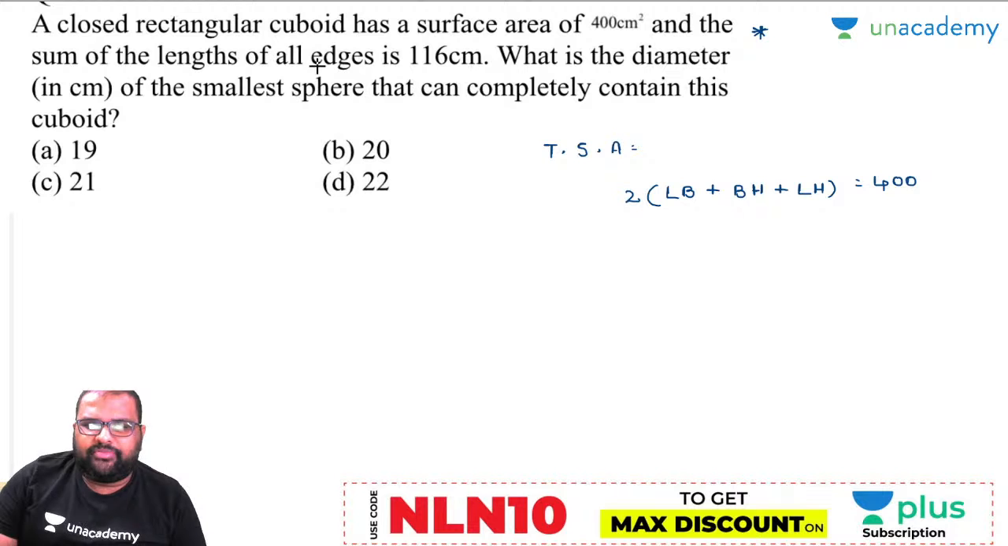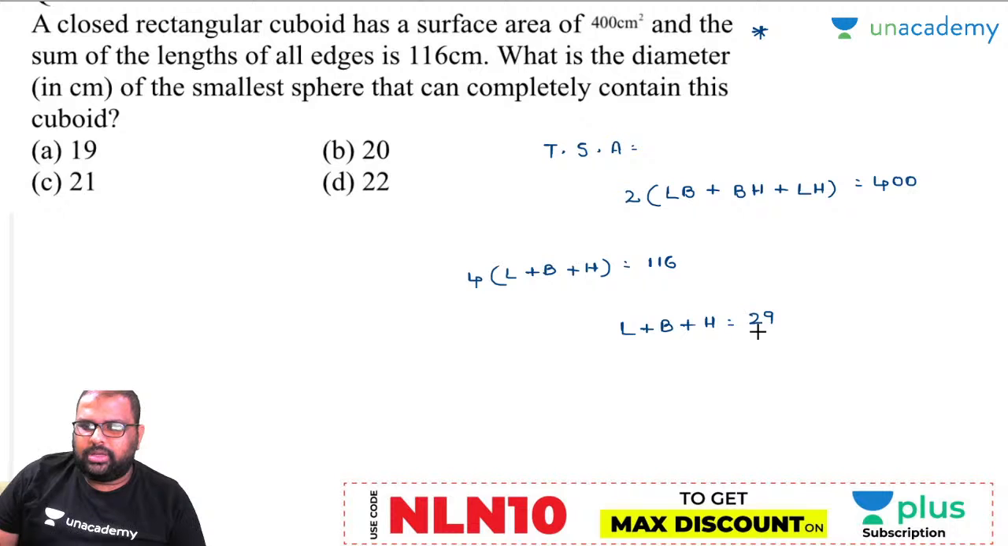Right, and the sum of the lengths of all the edges: how many lengths are there? 4 lengths, 4 breadths, 4 heights, which is equal to how much? Is it 116? Yes, perfectly. And finally I can write this as L plus B plus H is equal to 29, since 4 times 29 is 116. Now the point here is the smallest sphere that can completely contain this cuboid.